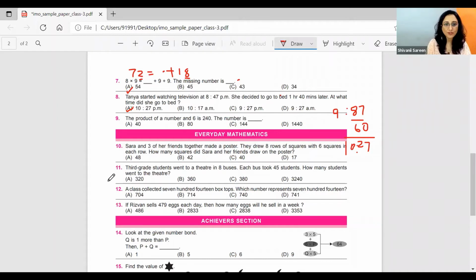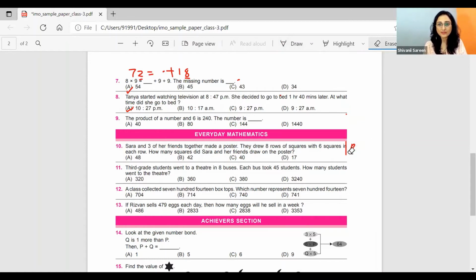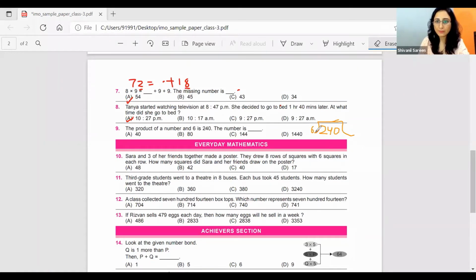The product of a number and 6 is 240. The number is the product of something and 6 is 240. So how to identify the other number? We will divide 240 by 6. Now 24 in the table of 6 comes, 6 fours are 24. So the correct answer would be 40. So option A is the correct answer.